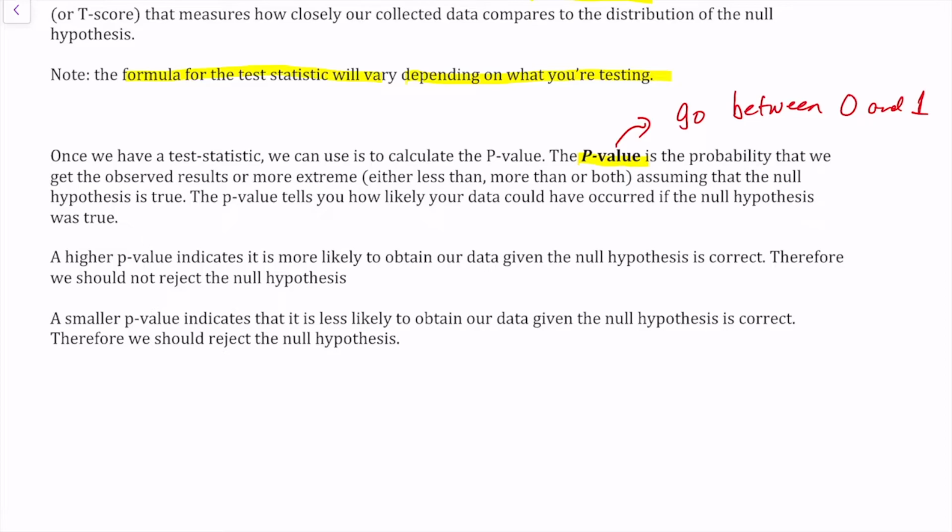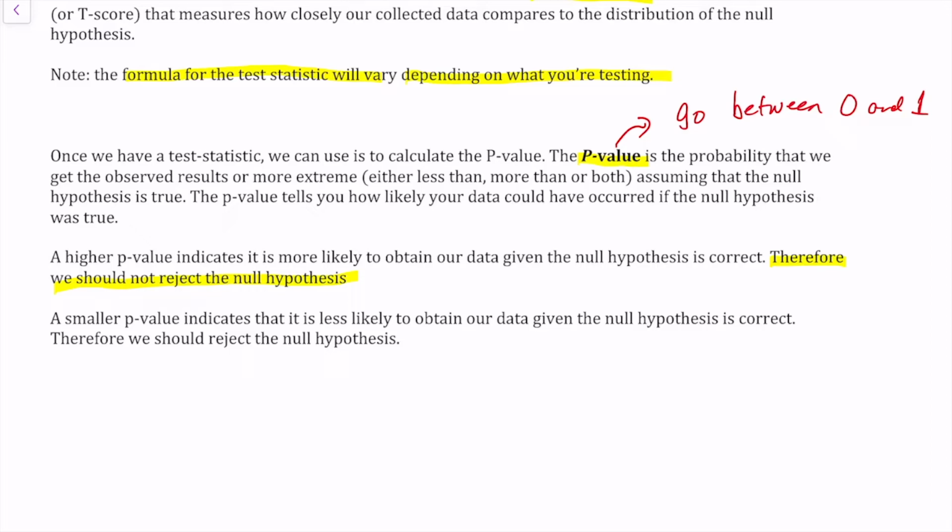So what that means is that basically it's saying that, yeah, we're pretty sure that the null hypothesis is giving us the correct information here. So in this case where your p-value is large enough, we should not reject the null hypothesis. Okay? We should not reject the null hypothesis whenever our p-value is large.